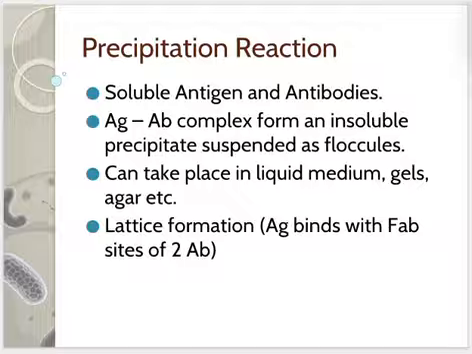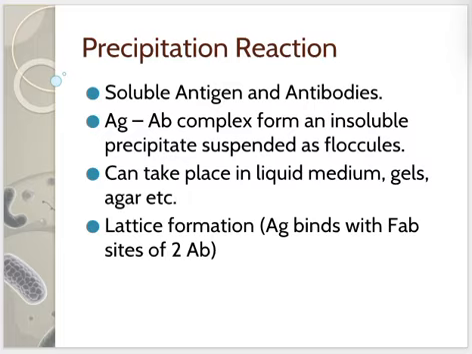Precipitation reactions involve soluble antigens and antibodies forming insoluble complexes that appear as floccules. These reactions can occur in different media, like liquids or gels, and they rely on lattice formation where antigens bind to antibody Fab sites. This visible precipitate indicates a positive reaction, making precipitation tests useful in identifying specific immune complexes in samples.